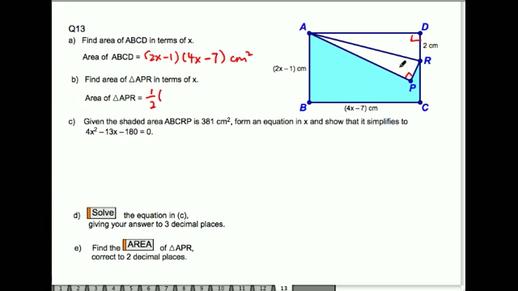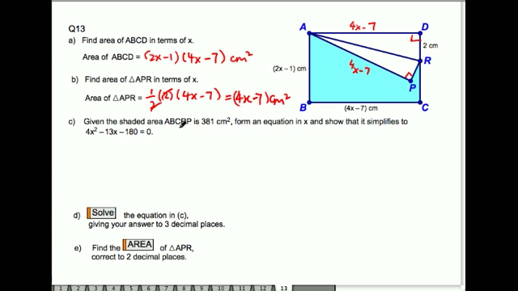Then the area of the triangle APR is simply half base times height. Now what is the base? Now these two triangles are the same, so PR is just 2 cm. So half base times the height. Okay, the height here, AP, is just simply AD. So it is 4x minus 7. Simplifying it, we have 4x minus 7 cm squared.